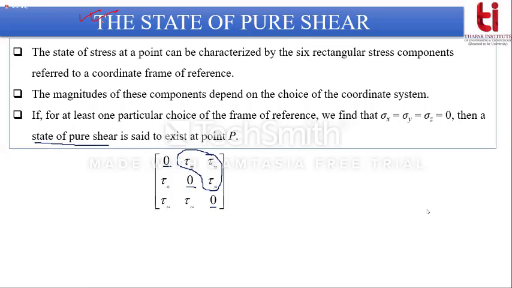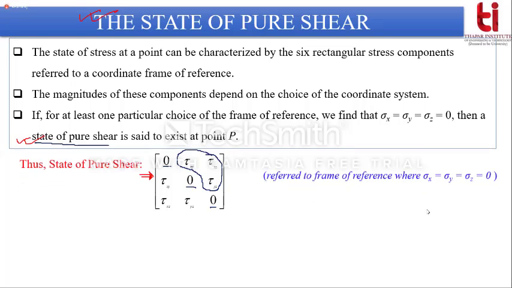This is the state of pure shear. Once we define the state of pure shear, one can write the general state of stress in this way. This will be referred to a frame of reference where the normal stresses are zero. Now one can note down here: what is the value of I1? What will be the value of I1?